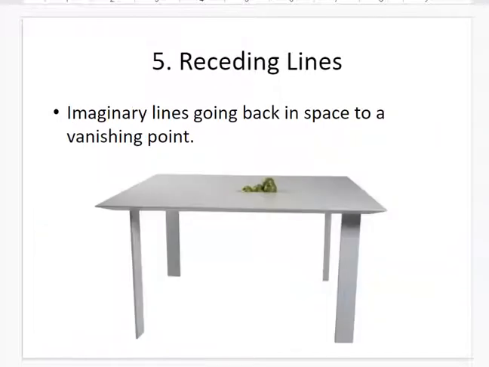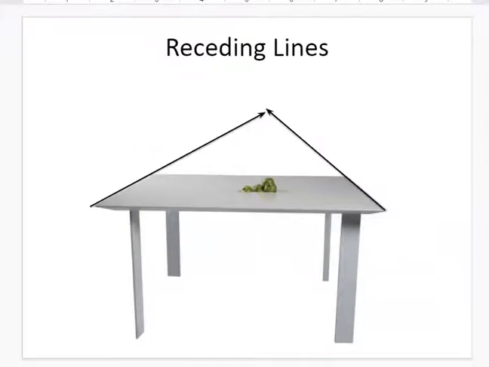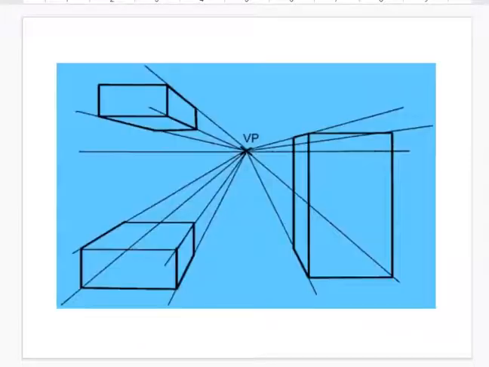The receding lines that I speak of are imaginary lines going back in space to that vanishing point. Kind of like the edges of this table, they recede back in space to the dot. So here, the example of the perspective drawing where the lines go back in space to the dot.